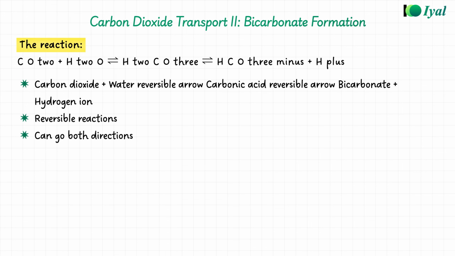The reaction is CO2 plus H2O reversibly converts to H2CO3, that is carbonic acid, which reversibly converts to HCO3 minus, the bicarbonate ion, plus H plus, the hydrogen ion. The two arrows show this is reversible, can go forward and backward. This reversibility is crucial for both loading and unloading carbon dioxide.